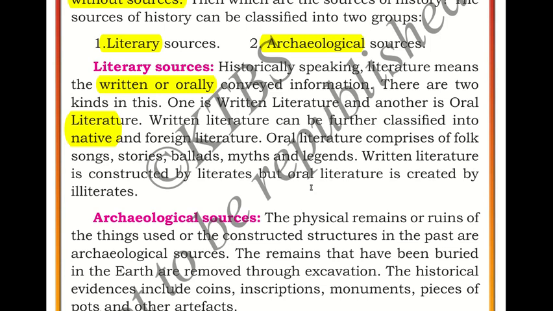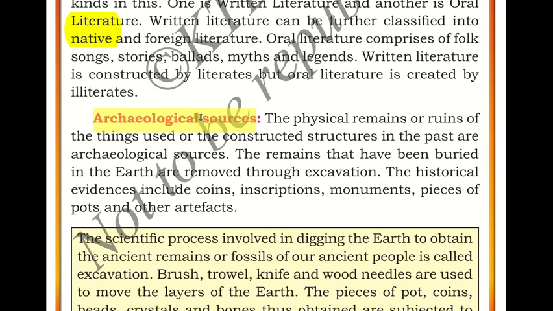Next, we can talk about archaeological sources. So archaeology is the study of physical remains or ruins. The physical remains or ruins of things used or constructed structures in the past are archaeological sources. Observe around you, we as human beings have a lot of things around us. For example, if you are sitting at a table in your room studying, there are a lot of physical things around you. Be it your table, the bed, a door, or any electronic equipment around you, all these are physical things that we use.